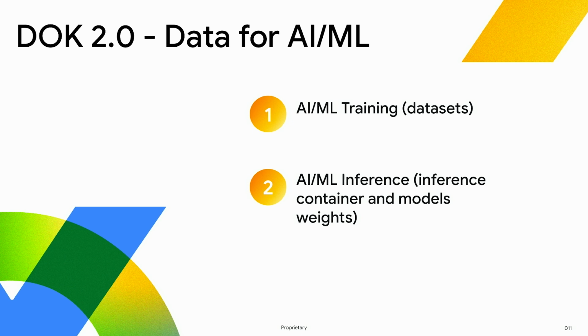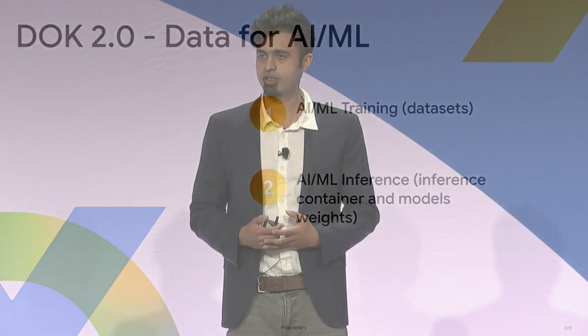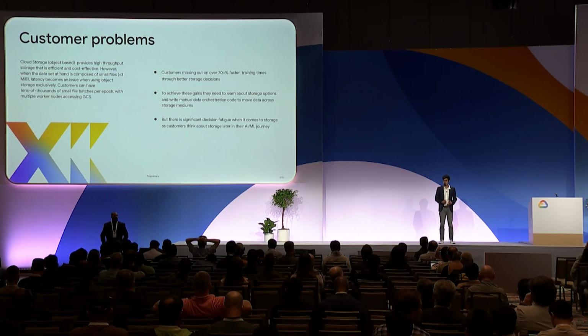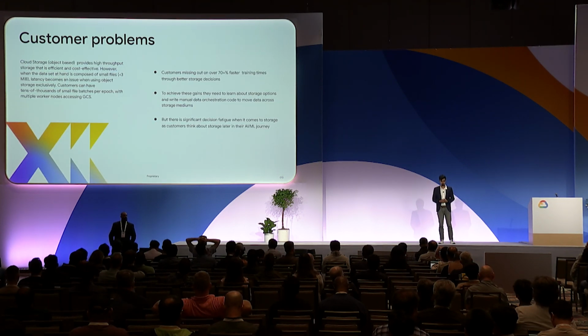So we essentially are in this new wave where we're hearing new problems from customers on data for AI/ML. And we'll split this up for training and for inference. Training is usually for data sets, and inference is usually for the container image, which is the inference server, and the actual model weights, which we'll take a look at next. Let's start with training. Let's take a look at data for AI/ML training and what are customers telling us.